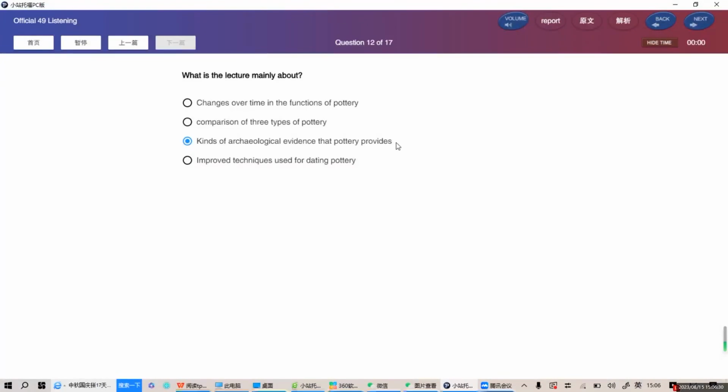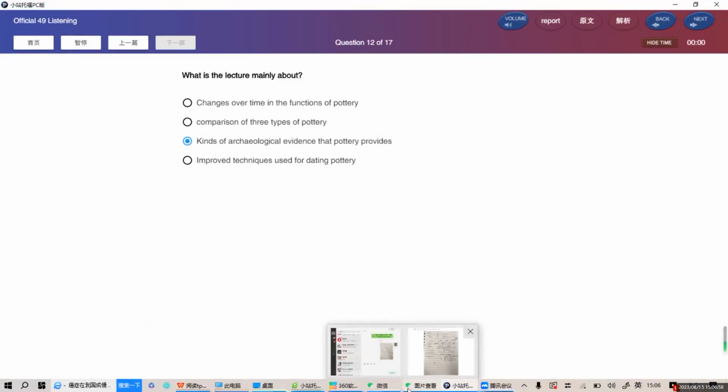Although at first I remember I hear the professor say pottery provides more than just time period, not just sequence. But in order to be more accurate, we can check the notes and summarize by ourselves. Okay. So this is question 1.